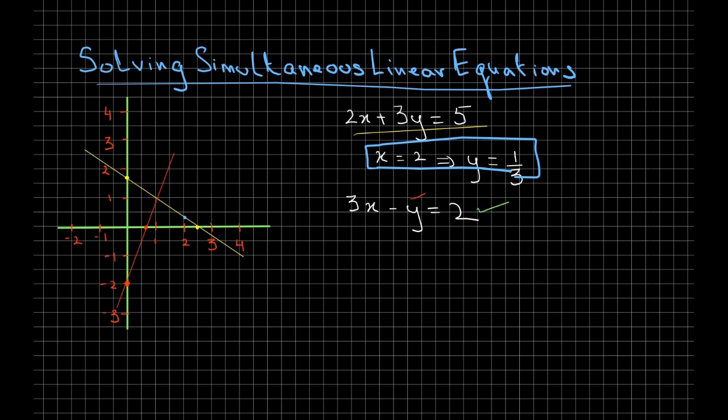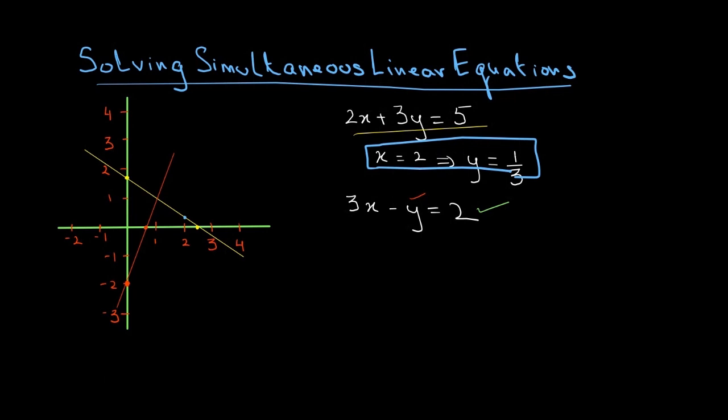Now, please note that every point on this line, I can pick any point. If I pick a random point, let's say I pick this point, the green point that I've drawn, if I take the x and y coordinates of this point, it must satisfy the equation, which is 3x minus y is equal to 2, right? That's what it means for a point to lie on the red line.